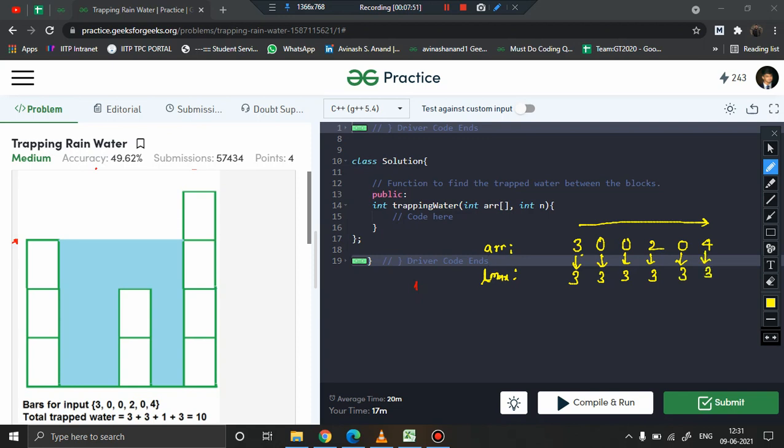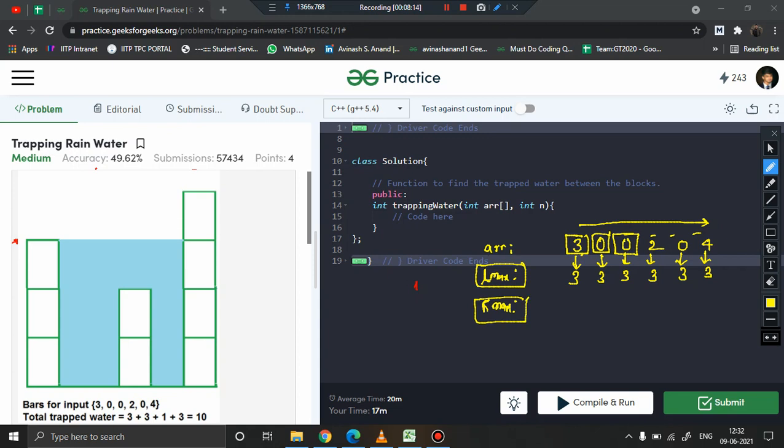So what does it indicate? It indicates the maximum height of the tower in the left of this particular tower. Considering this tower, what is the maximum height tower present in the left of it? And so on. Similarly, we will find R max, which will give me the information about the maximum height of the tower in the right of it.